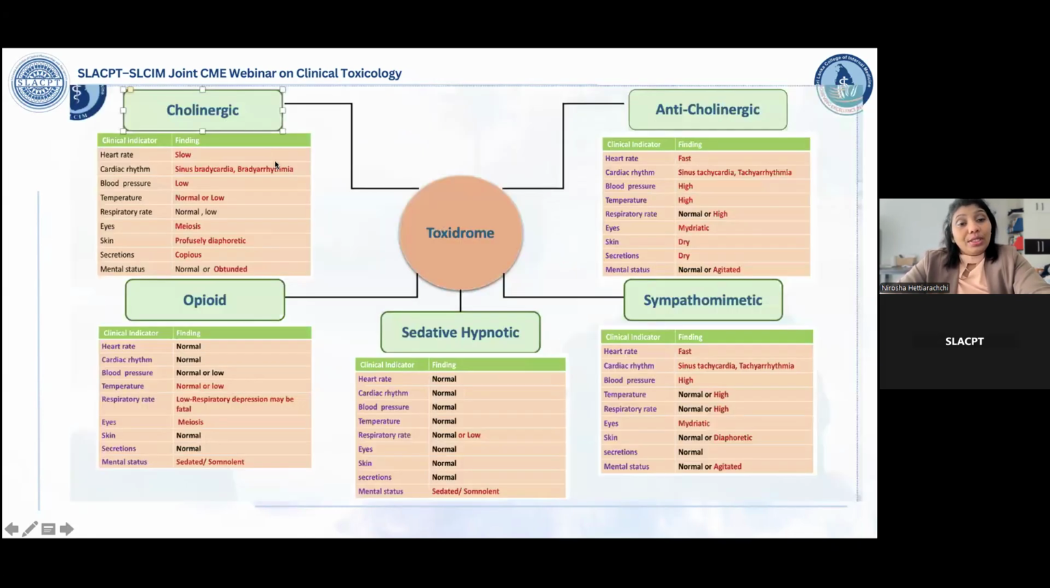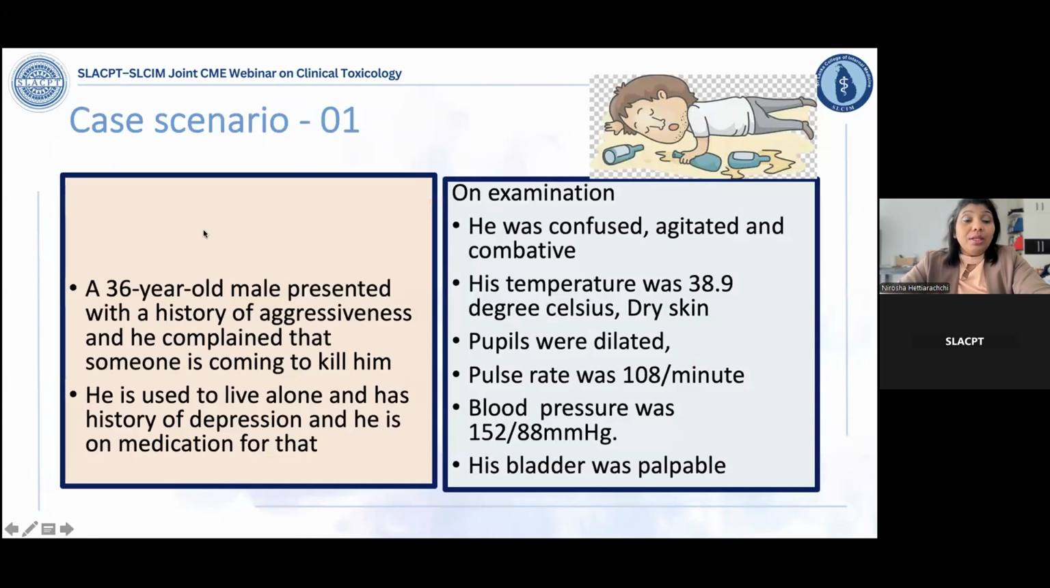Okay, now this is the summarized version of what we have been talking about earlier. I'm not going to go into details of this. Now, if you go back to our patient, there are certain clues in the history that you can use to apply that simple pathway that we have talked about. The patient is clearly agitated. So what are the two things which are possible out of those five toxidromes? The sympathomimetic and the anticholinergic toxidrome.